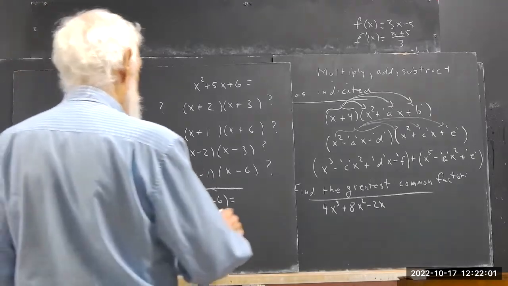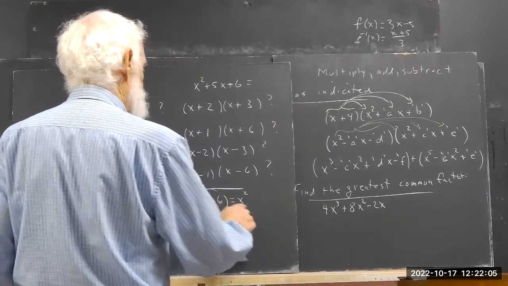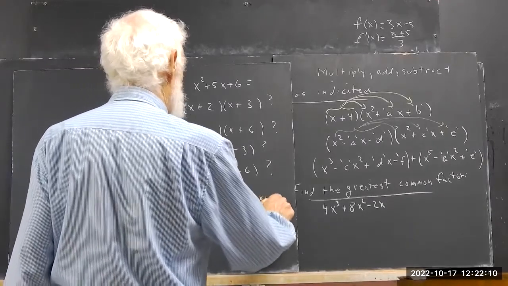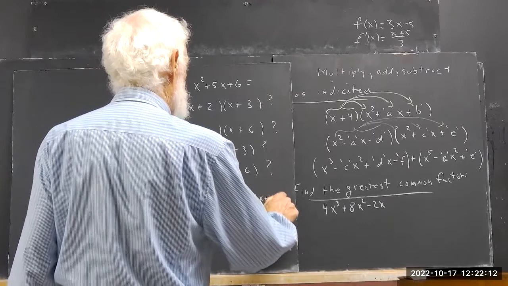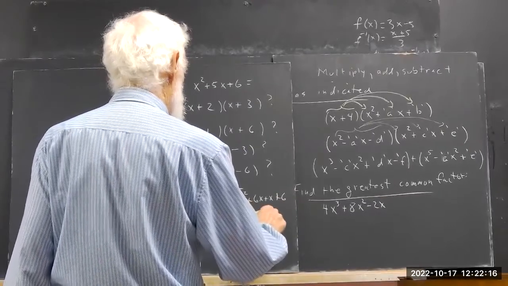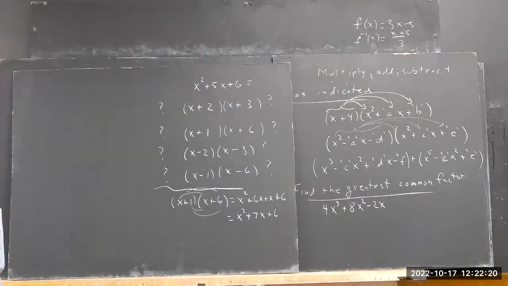Okay? So x times x is x squared. x times 6 is 6x. 1 times x is x. And 1 times 6 is 6. Gives us x squared plus 7x plus 6. Now we notice two things.